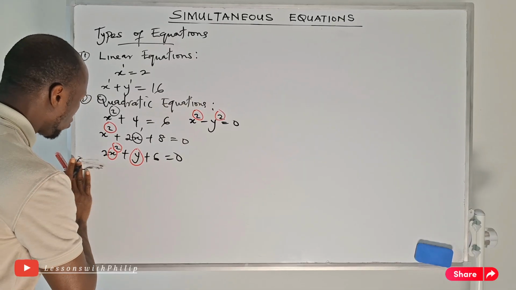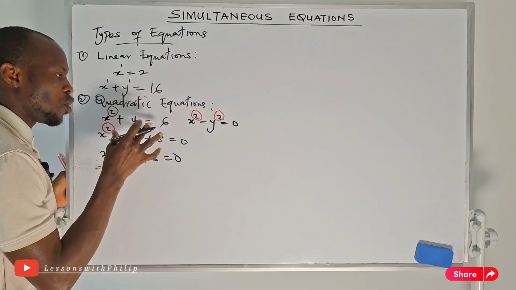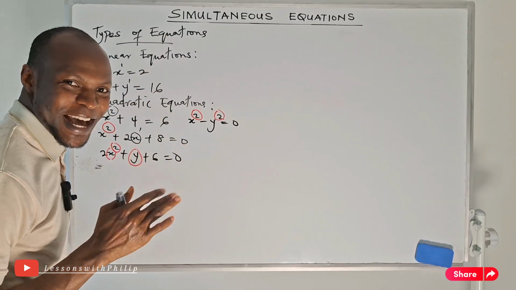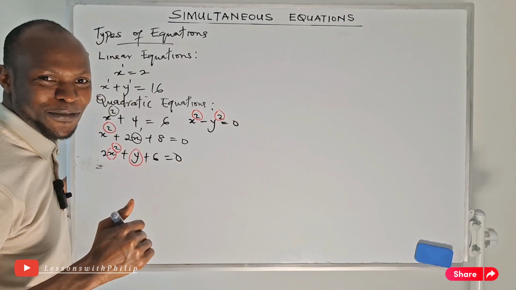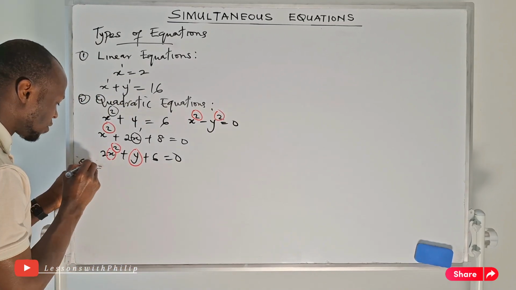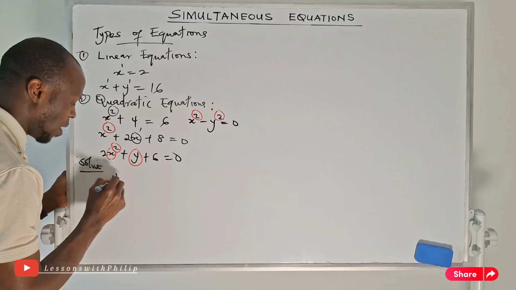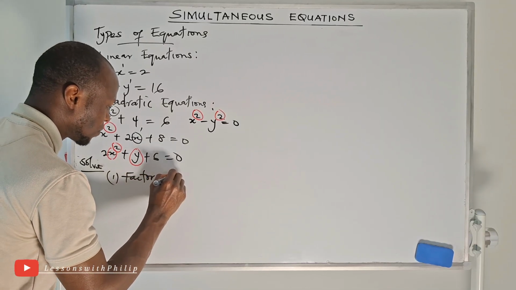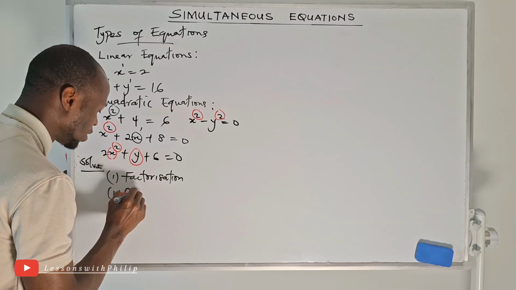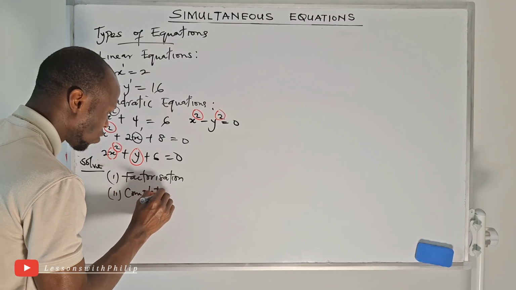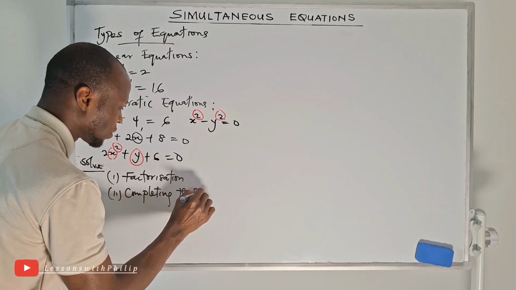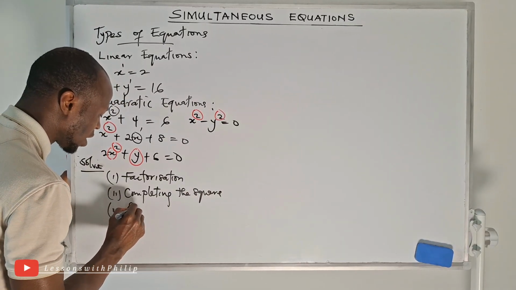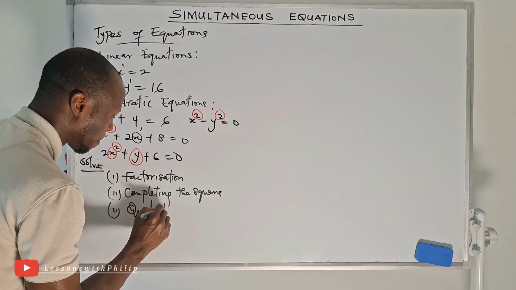Before I go to number 3, I have taught you ways by which you can solve quadratic equations. And before I forget, I've said that there are 4 ways by which you can solve quadratic equations. How to solve quadratic equations? Number 1, you can solve using the factorization method. Number 2, you can solve using the completing the square method. Number 3, you can solve by using the quadratic formula.